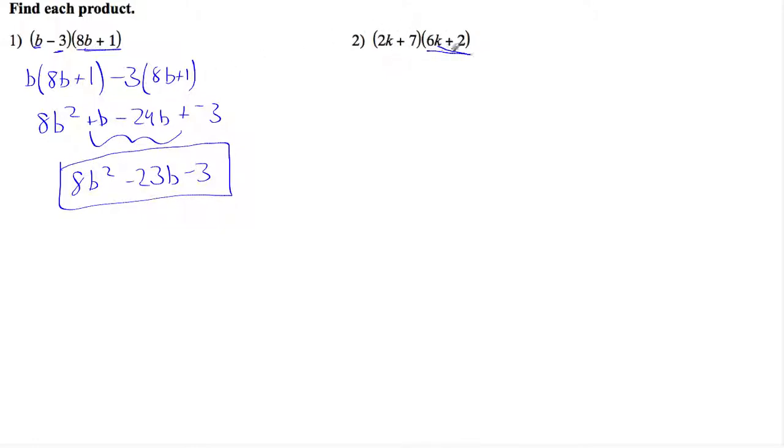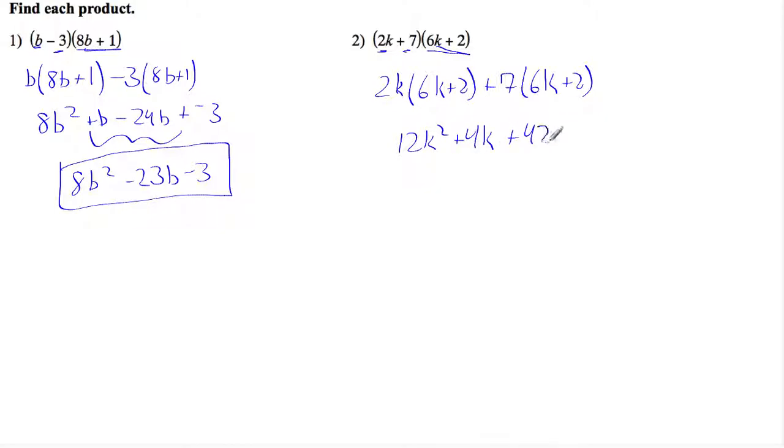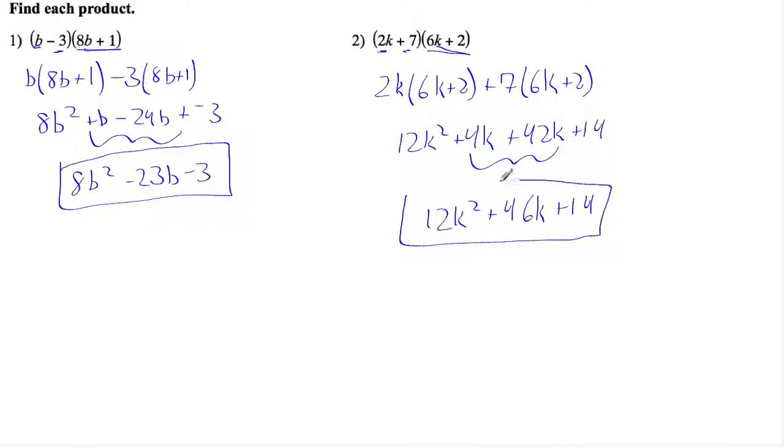Over here, again, if I take this 6k plus 2 and multiply it by 2k and a 7, I get 2k times 6k plus 2 plus 7 times 6k plus 2. Distribute this in, I get 12k squared plus 4k plus 42k plus 14. Here I can combine these like terms, so I get 12k squared plus 46k plus 14, and that is my final answer, all multiplied out and happy.